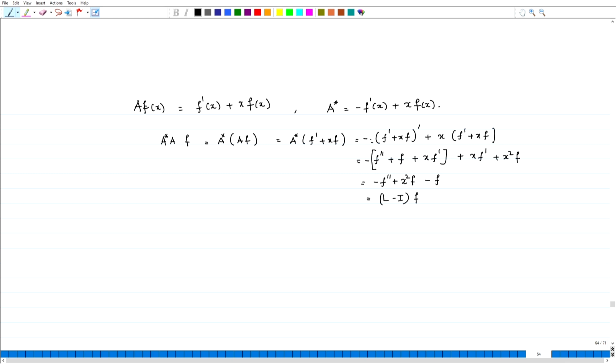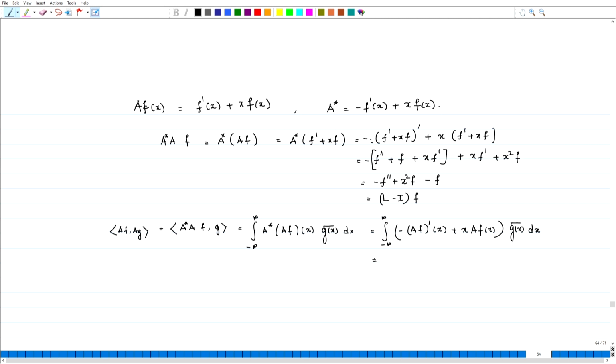Thus, now you can see that the inner product of A star A f and g is equal to the integral from minus infinity to infinity of A star A f at x times g of x bar dx. I will first write down the definition of A star, then this is going to be minus of (A f) prime of x plus x times A f of x, whole times g of x bar dx.